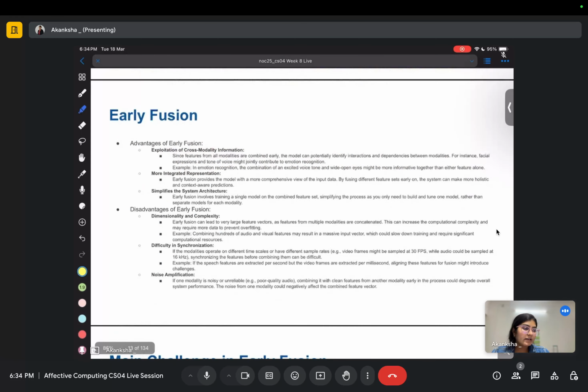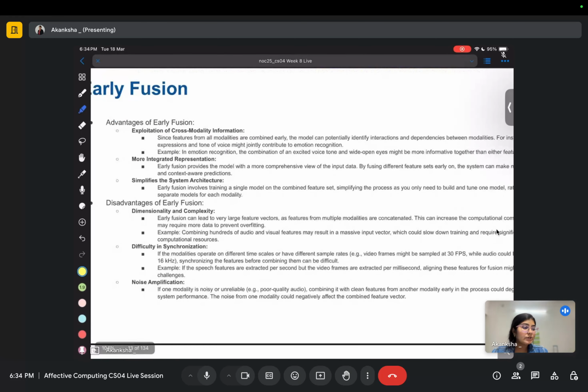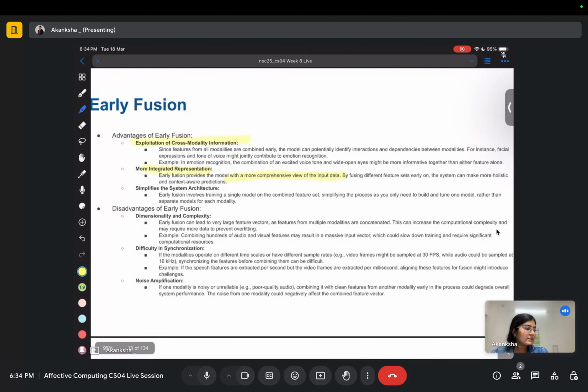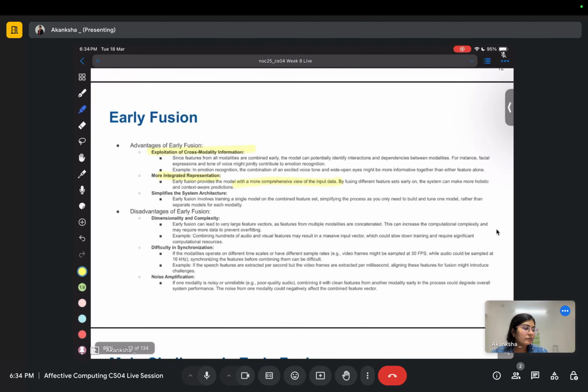So what are the advantages? We are able to figure out the cross modality information, right? And it is a more integrated representation. It gives a more comprehensive view of the raw data. By fusing these different feature sets early on, the system can make more holistic and context aware predictions. What is happening in visual and auditory perception, it can just look and figure out patterns.